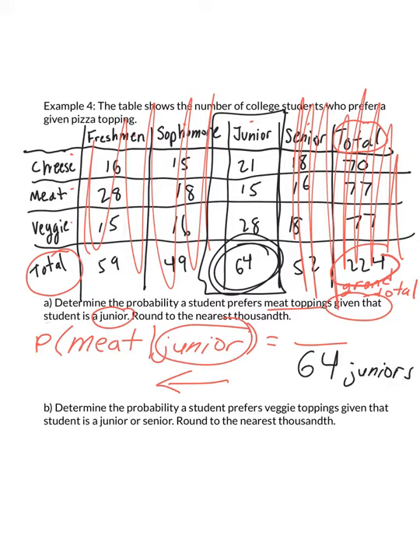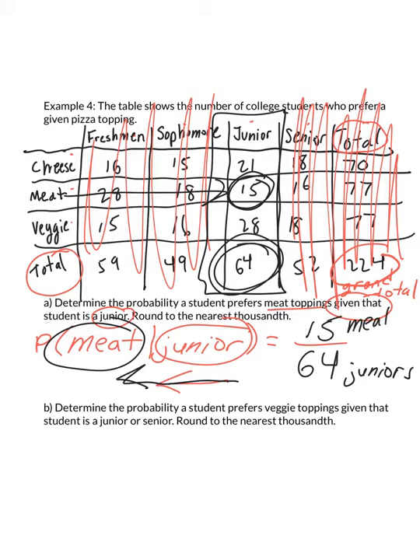Of those 64, how many of those juniors are also meat topping lovers? Looking up the meat row right here, 15 of the 64 juniors prefer meat toppings. So I'll just write meat and juniors.